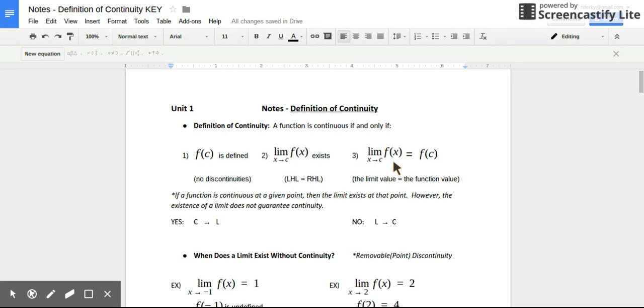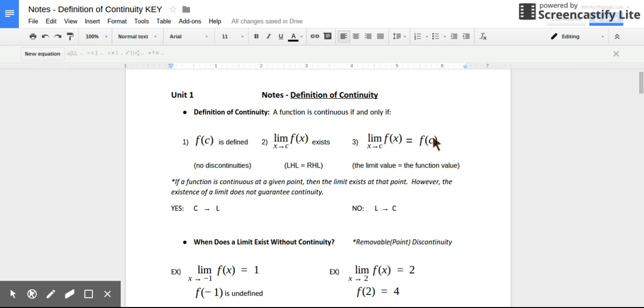The third part simply says that the first and second part have to be the same. So whatever my function is defined at for an input has to be the same value as if I try and evaluate the limit at that input. So the limit value and the value of the function defined at that point have to be the exact same thing.